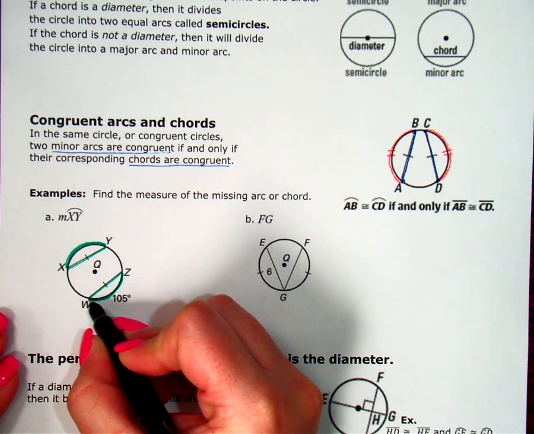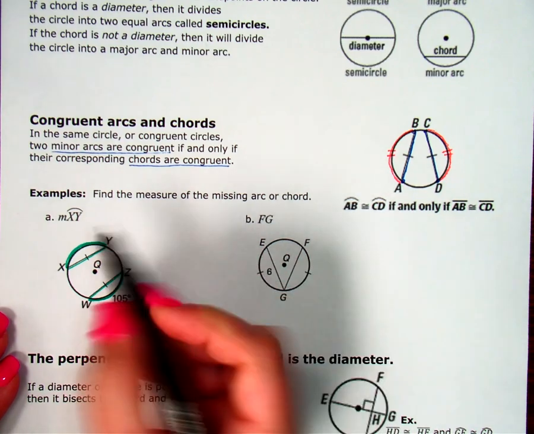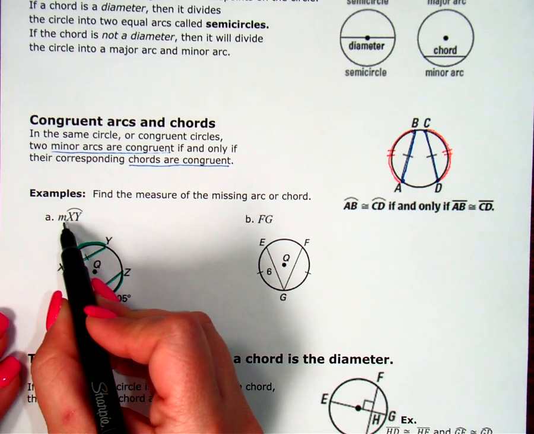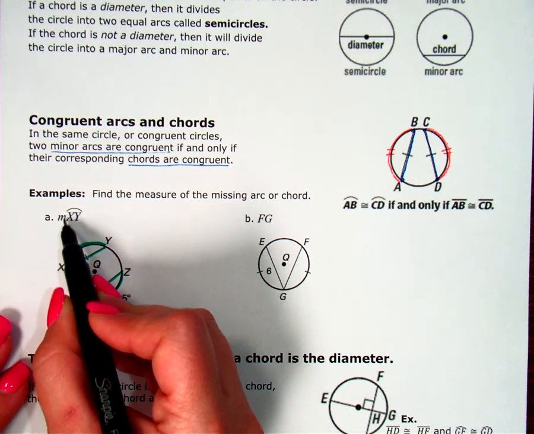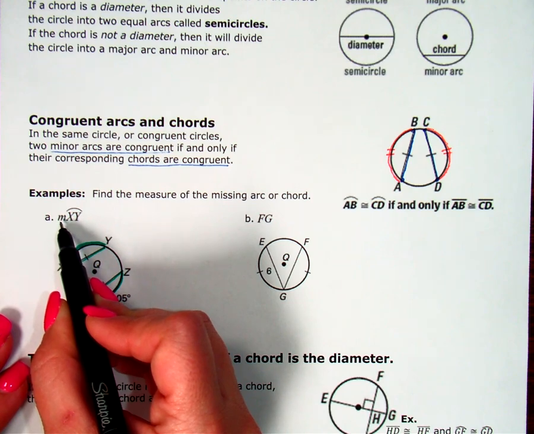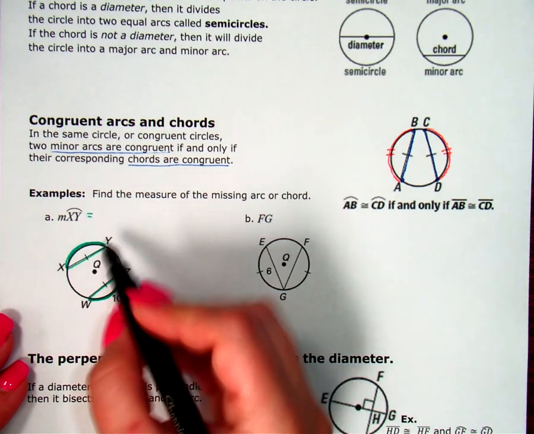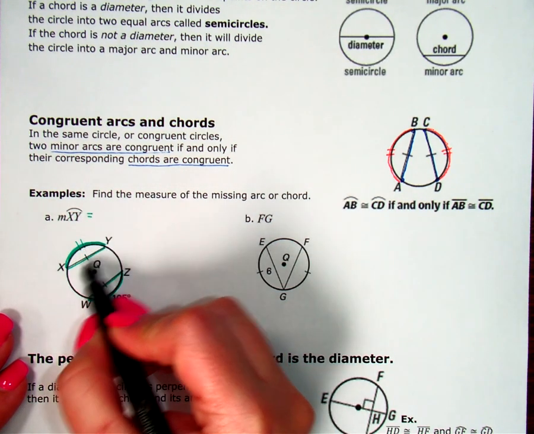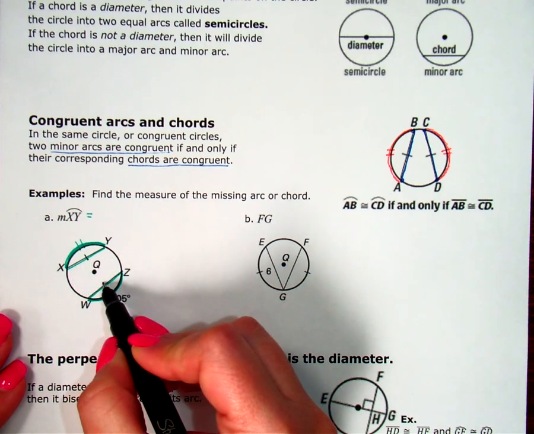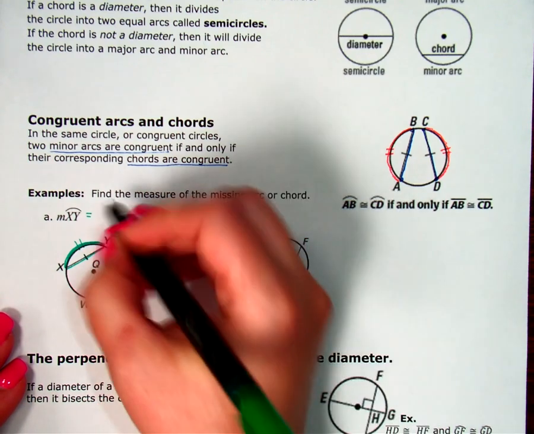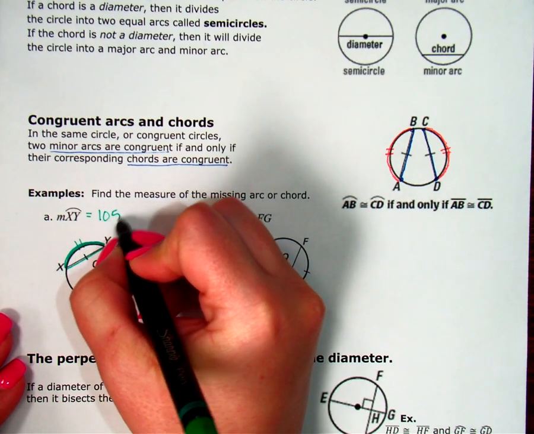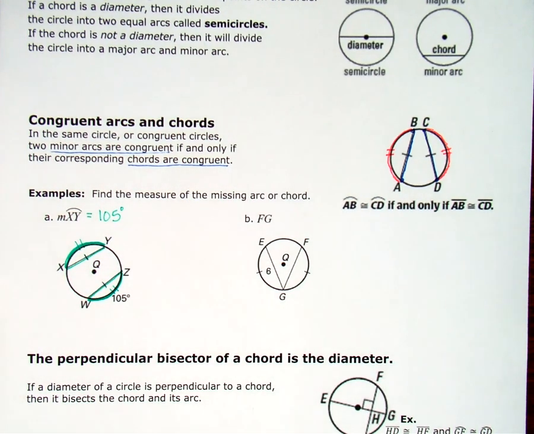And remember, if it says the measure of, then it wants the degrees of that arc. Arc length would be how long is it in inches or centimeters or whatever, but this says measure, so I want the degree measurement of that arc. Okay, so these two arcs, because the chords are congruent, these two arcs are congruent. So if one is 105 degrees, then the other one is also 105 degrees.